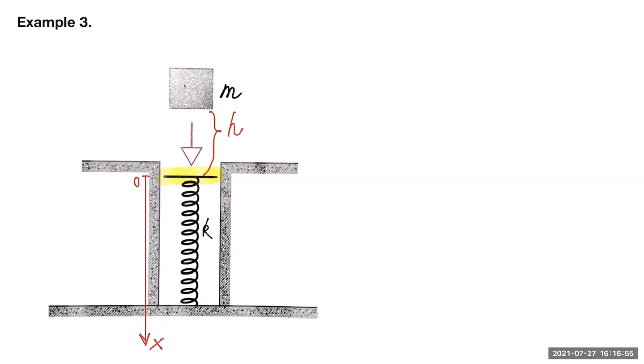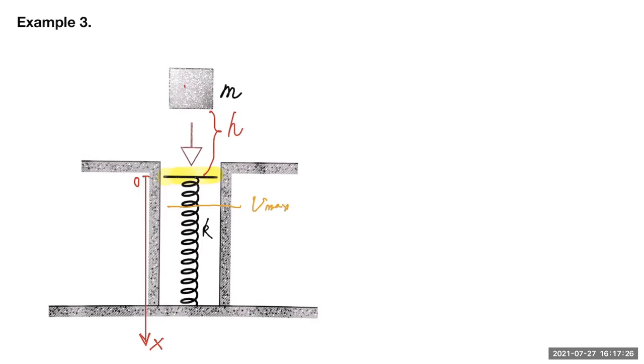Okay, so we want to know a couple of things. We want to know how far it goes downwards before the block reaches maximum speed, and what is that maximum speed equal to? Okay, so the block starts from here. It's going to reach this point with V maximum.